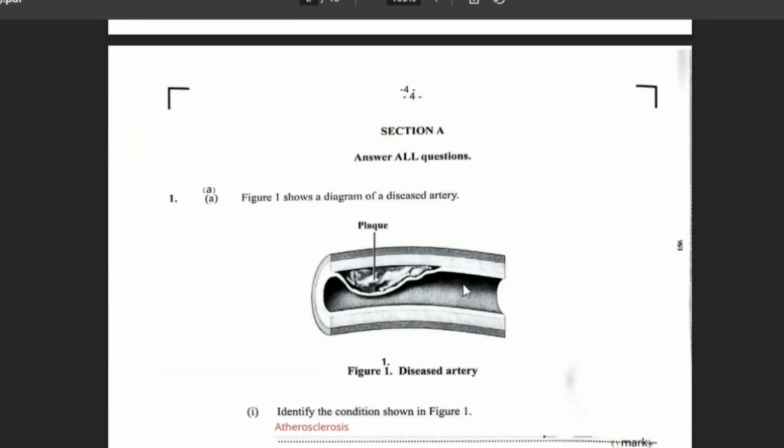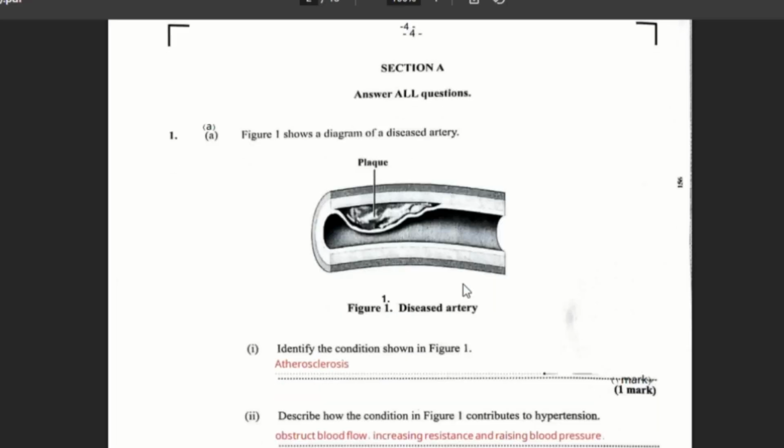Obviously, they cannot test you on the entire syllabus, but they will pick out different parts and put it on the paper. Anyways, this is going to be section A. We're going to start here and then go along. The first question is saying, this is a diagram of a diseased artery. So what do we know about arteries? Arteries carry blood away from the heart, right? So it carries blood away from the heart at high pressure. Now it's asking, identify the condition shown in figure 1.